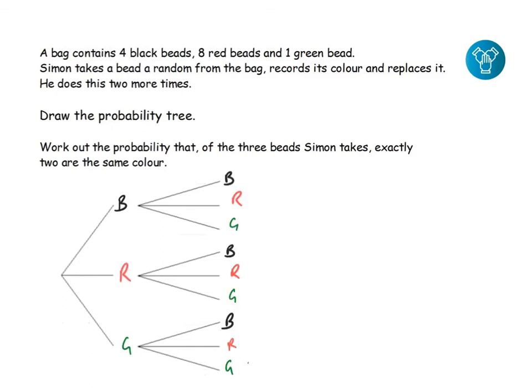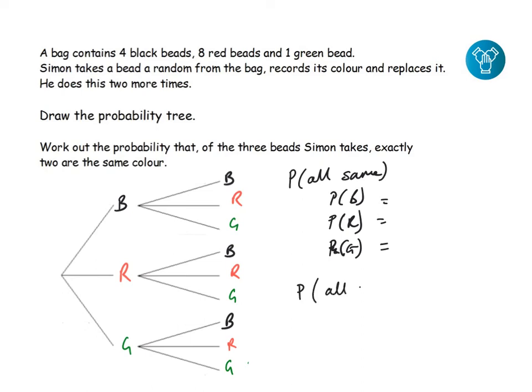So we start by constructing your diagram just to help you with the outline of the working out. The probability of all the same is what you're going to start with. So the probability of blacks, probability of reds and greens. You're going to work those out to start with, and then the probability of them all different. And remember, there are 6 ways of doing that.